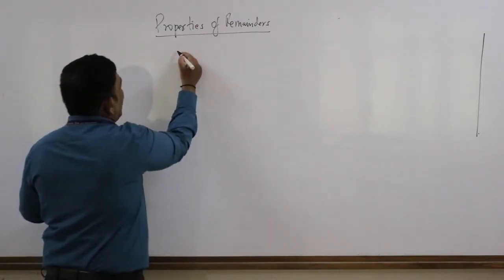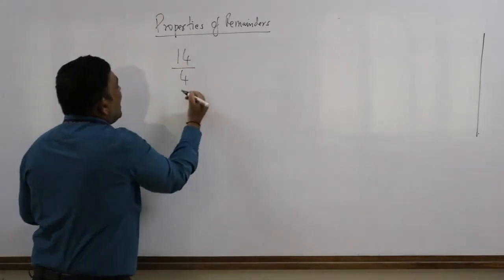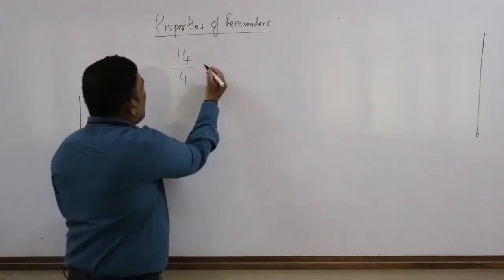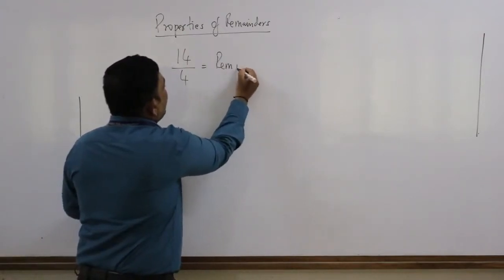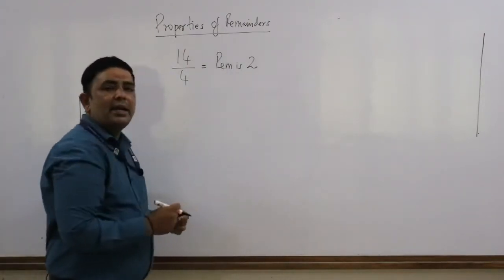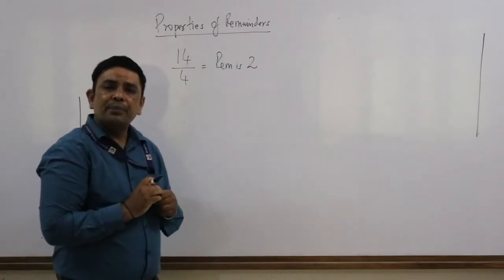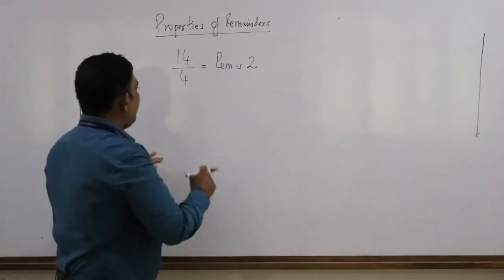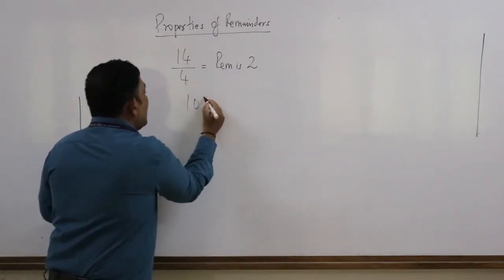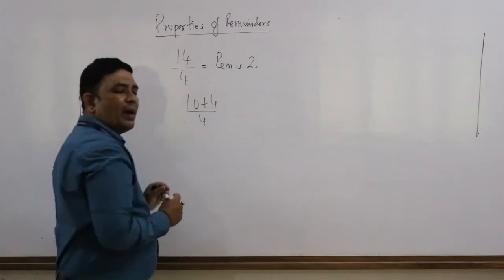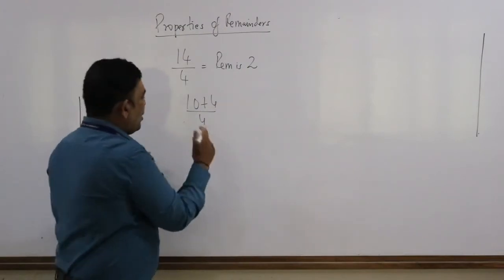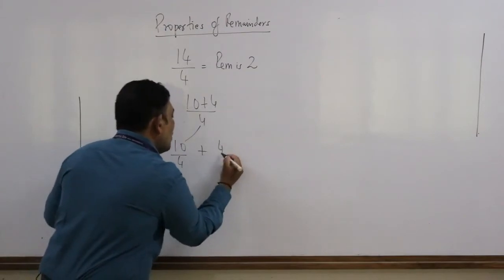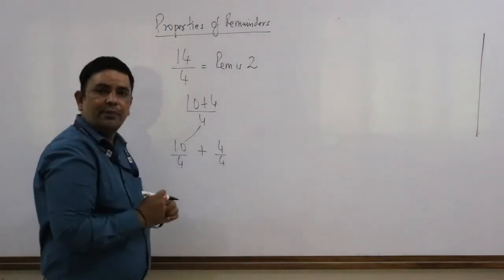The first thing is, let me take an example. What is the remainder when 14 is divided by 4? We all know that when 14 is divided by 4, the remainder is 2. Now, I would like to present this to you in a different way. Can I write 14 as (10 plus 4) divided by 4? Now, when I do this, this gets broken into two parts, 10 by 4 and 4 by 4.